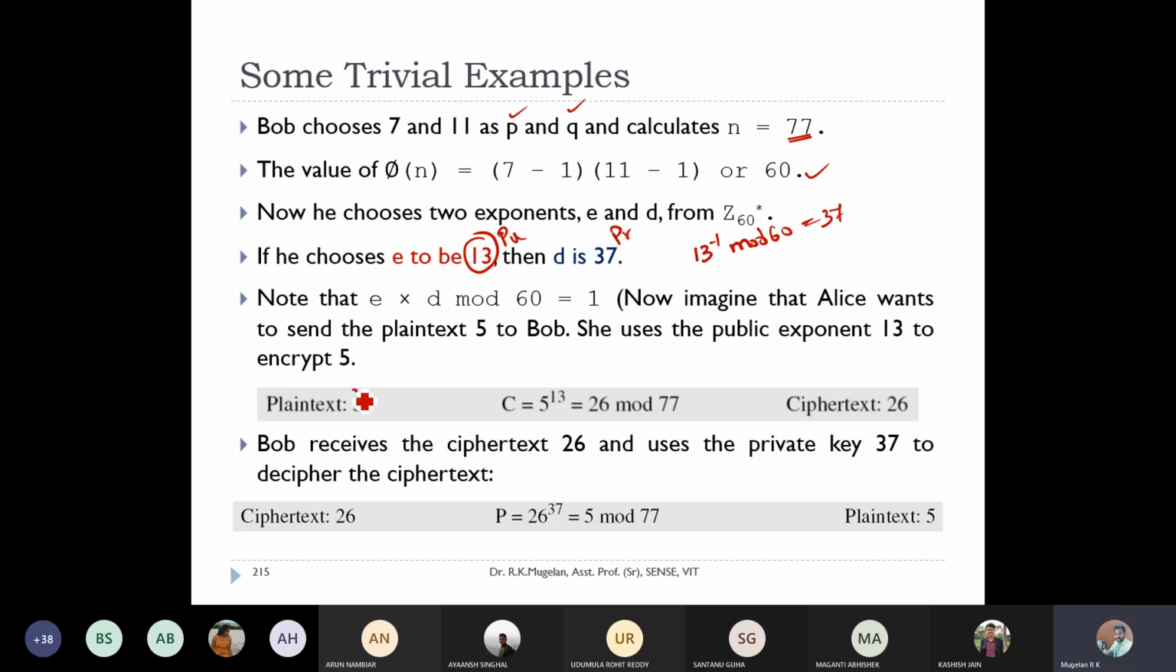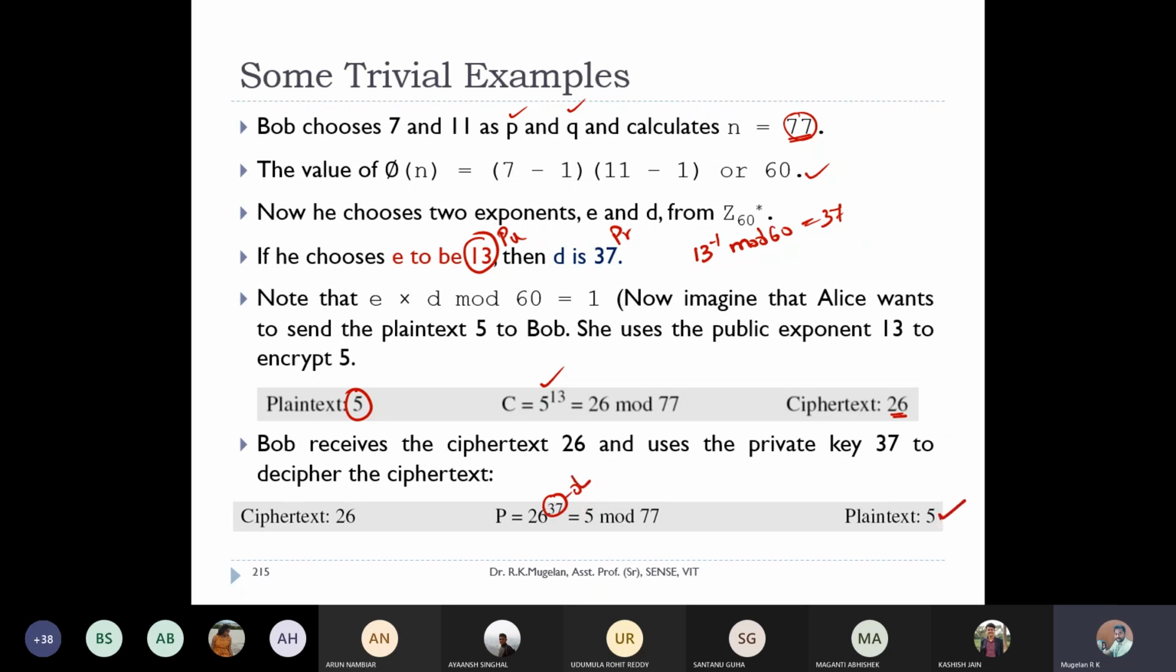So if your plain text is simply 5, you can see the ciphertext generated using 5 power 13 mod 77, because n is 77. I got my ciphertext to be 26. And for the decryption, they used the private key d here, and I get the plain text back.